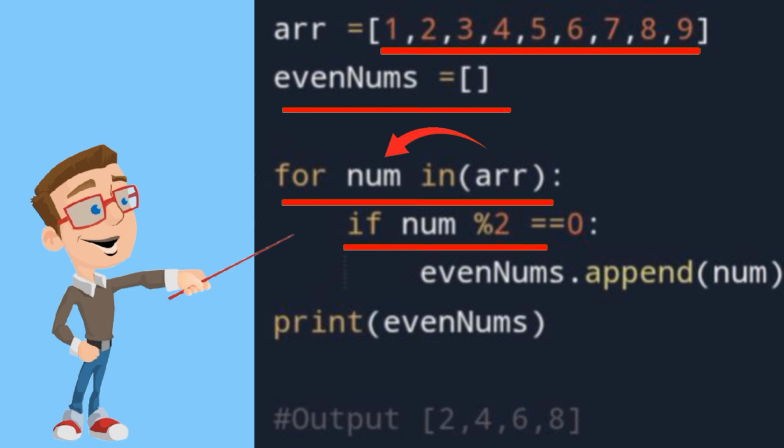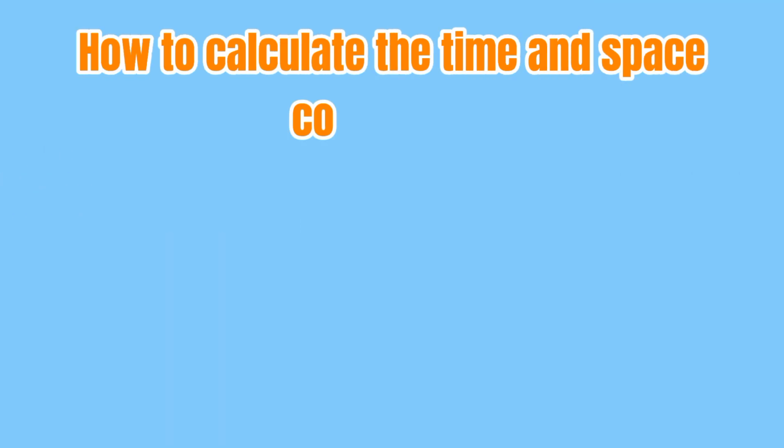Then, the condition of num modulo 2 equal to 0. Ibig sabihin, ang lahat ng elements na meron ka num na ma-divide sa 2, lahat yun ay even numbers. The even_nums.append(num), ibig sabihin ay lahat ng even numbers ay ilalagay kay even_nums na may empty list. How to calculate the time and space complexity?